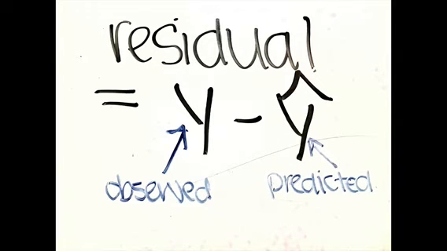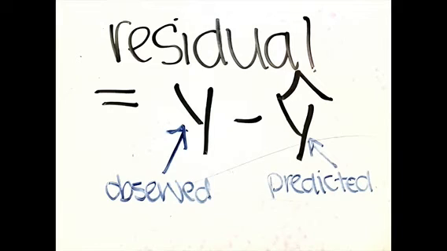The last topic we'll cover is residuals and residual plots. What is a residual? In regression analysis, the difference between the observed value of the dependent variable y and the predicted value y hat is called the residual. So basically, residual is y actual minus y hat predicted.